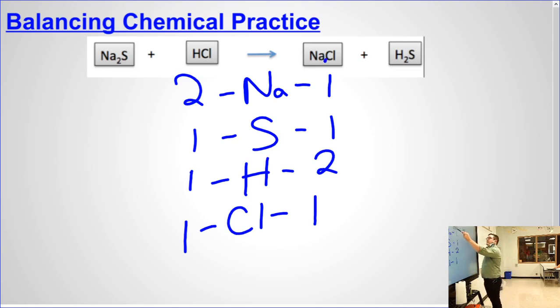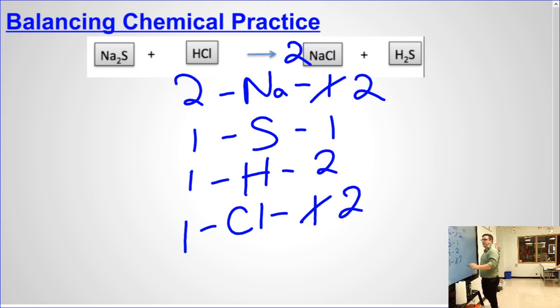Can I put a 2 in front of that? Can I put a 2 right there? No. Nope. Put a 2 out in front. How many sodiums do I have now? 2. But does that change anything else? Yeah, that changes the Cl. It changes the chlorines because that Na and Cl are put together. So we have our 2 chlorines. Cool. Looking good so far.